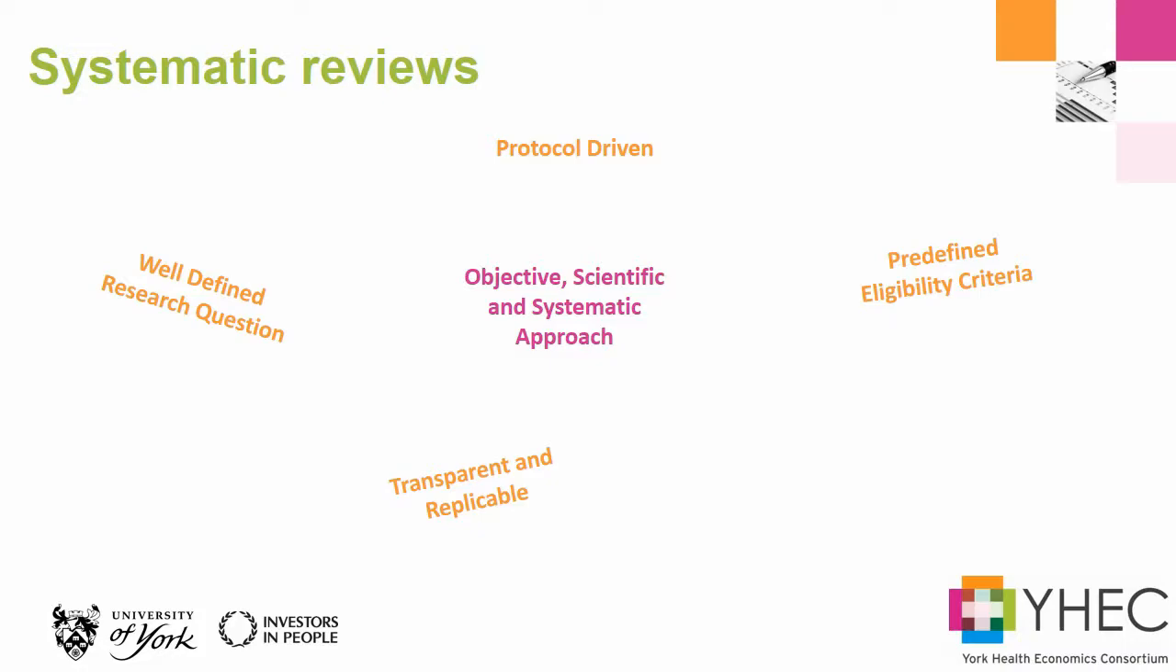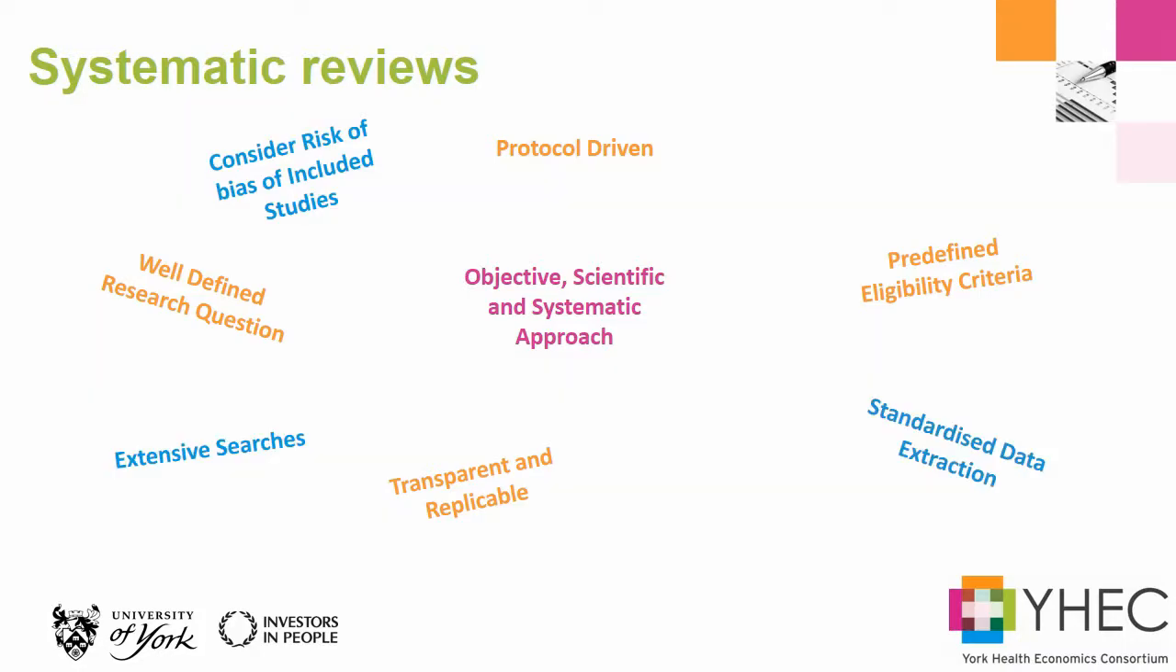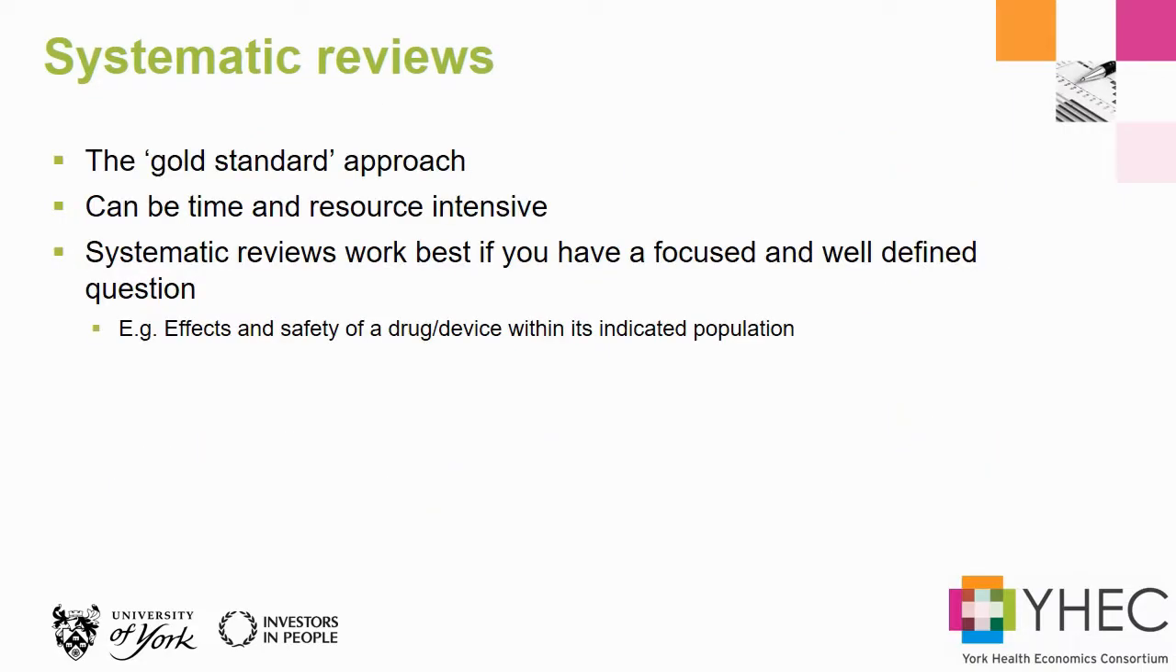They are protocol-driven, which details the predefined eligibility criteria and provides the methods that will be used to produce the review. They are informed by extensive searches to ensure that all relevant literature has been identified. Data are extracted into a standardised data extraction form, ideally by 2 independent reviewers, and the risk of bias of the included studies is assessed. As a result, well-conducted systematic reviews are largely considered to provide the best evidence to inform policy and practice.